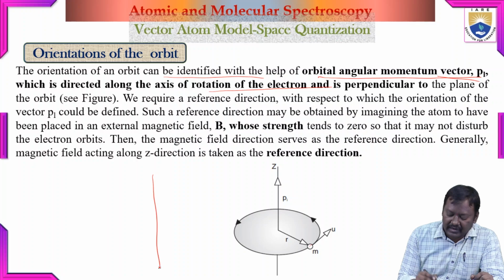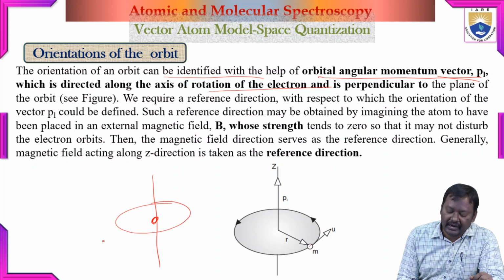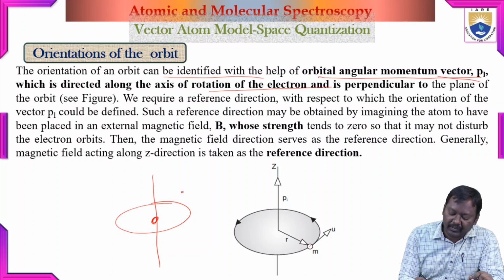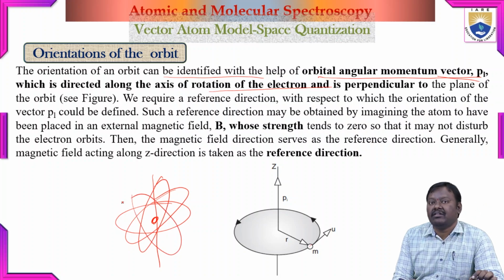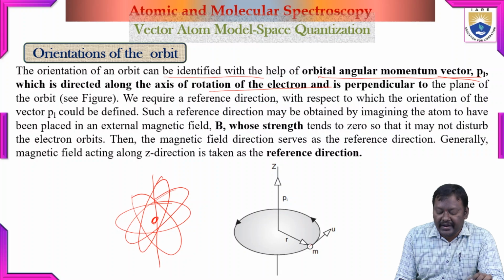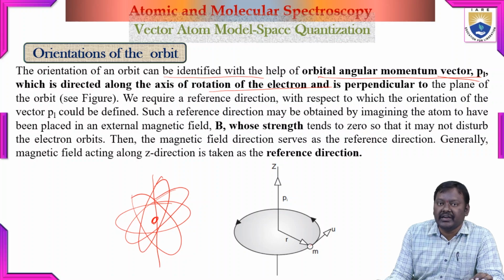In general, we can assume that the electron can take a revolution around a particular orbit, and this orbit can be oriented in any direction like this. Maybe the electron orbit can be like this, that means the electron is revolving around this orbit in this particular direction, maybe like this or like this. So the electron orbital can be in any direction. According to Sommerfeld, only certain orientations are allowed.